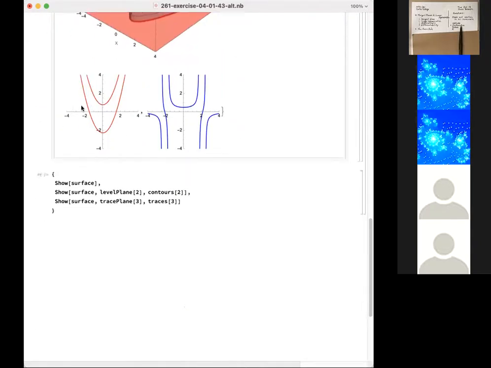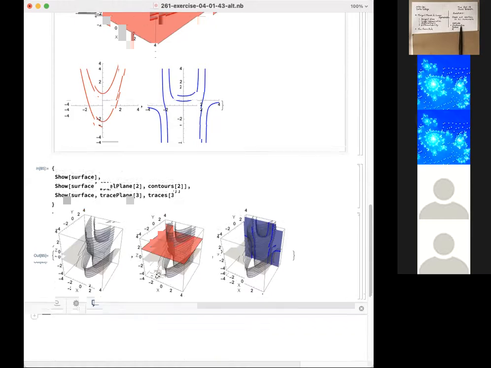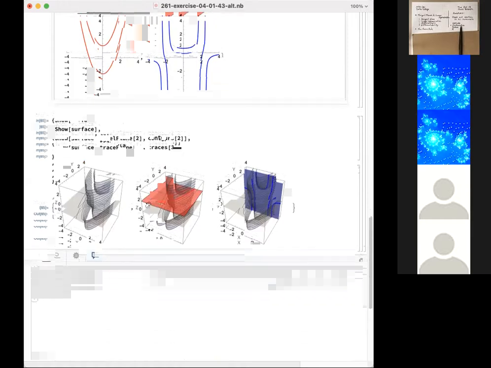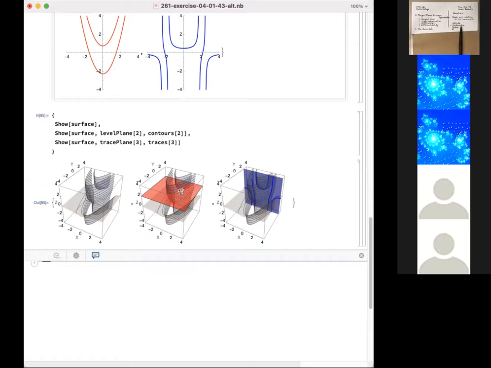One more image that we will look at here is just showing these three things individually. Now here's the surface itself alone. Here's the surface with the plane z equals 2. Here's the surface with the trace y equals 3. So I can make each of these larger or less large if you wanted to see them, but you can play with this yourself. But the surface is kind of gray, nondescript in the background, and I'm highlighting the planes and the intersection curves.